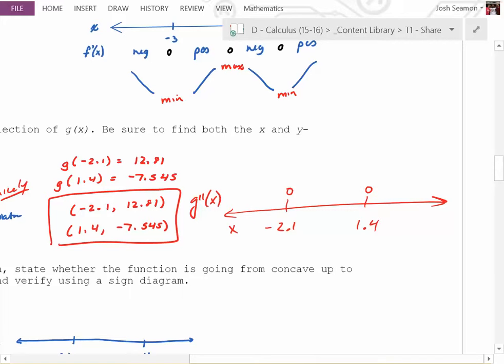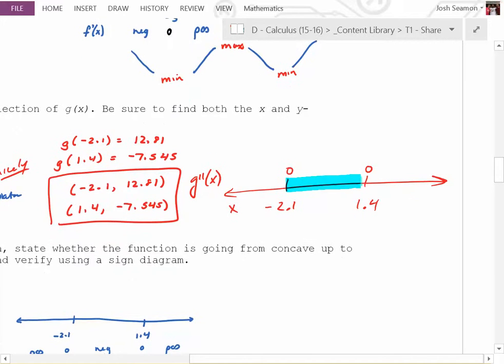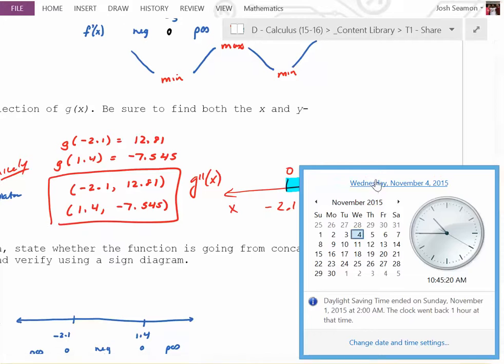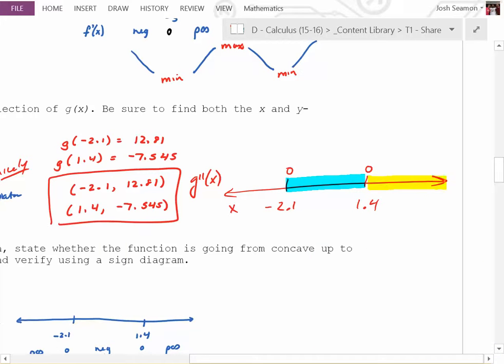What did I want you to do? You also have to test what, everybody? Well, on the outsides too. And the outsides and the inside. Exactly. How many regions are there? 3. So I want you to test each of these. It is possible for the second derivative to be 0 and the concavity not to change. It is possible. So what you need to do is test these regions.